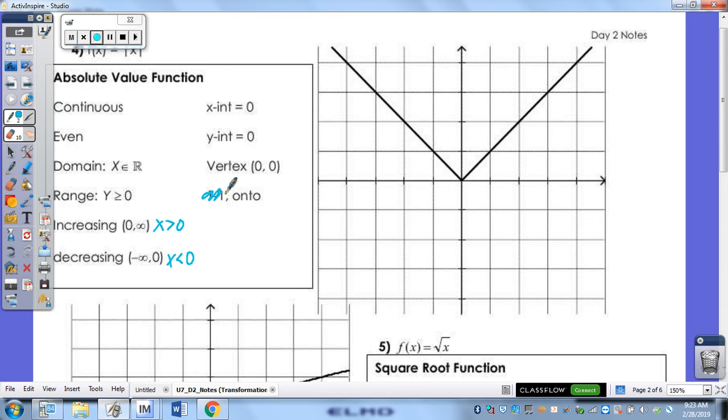And we're going to cross this out. It's not 1-to-1, it's not onto. Because this would fail the horizontal line test, remember? So not 1-to-1. And it's never going to use those negative y's, so not onto.